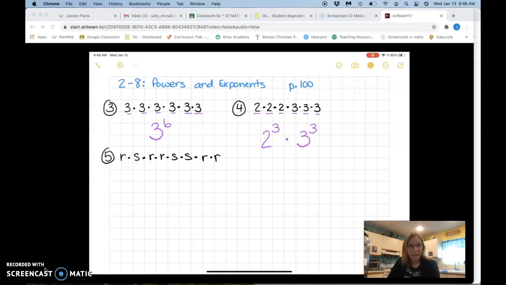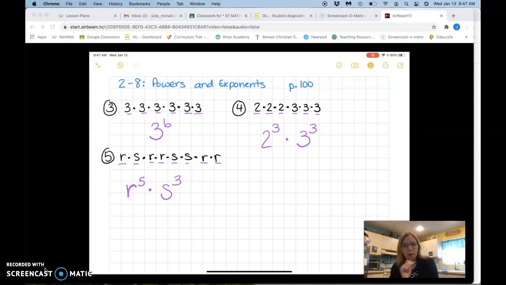Okay? Let's do the next one. The next one is letters. So I see that I have an R and I have an S. So now I'm just going to count how many R's I have. 1, 2, 3, 4, 5. And then I'm going to count how many S's I have. 1, 2, 3. All right.